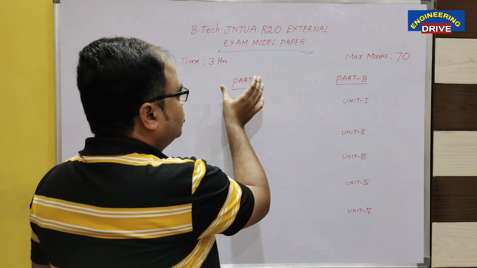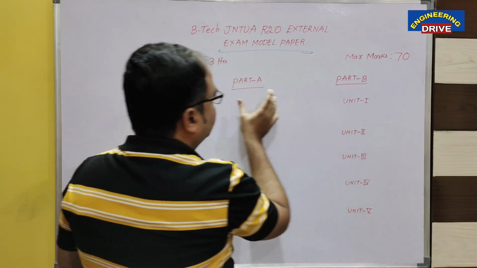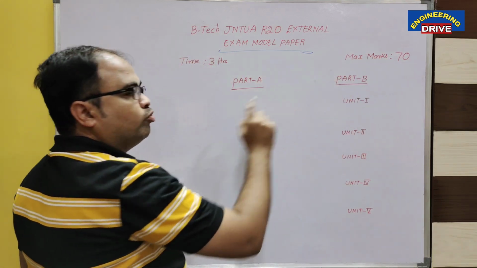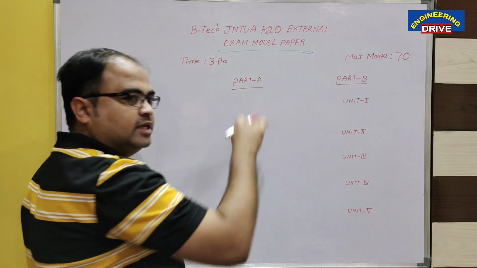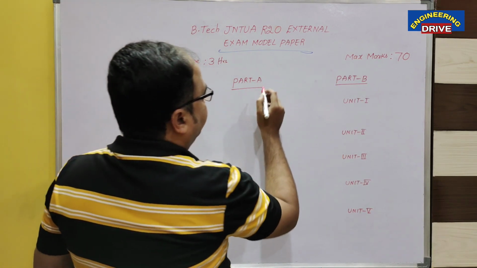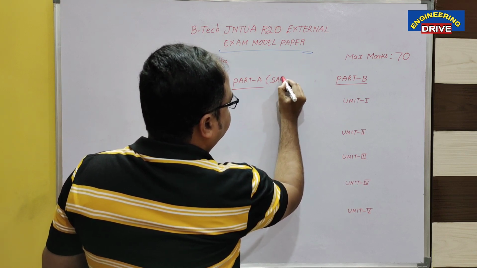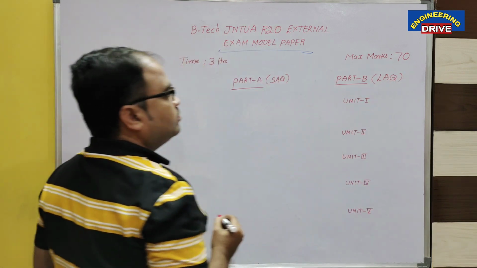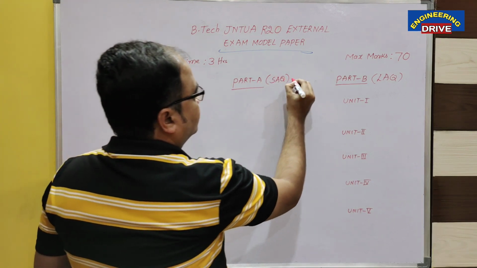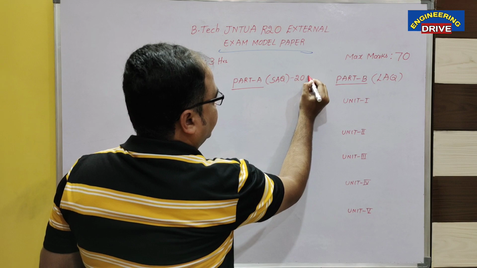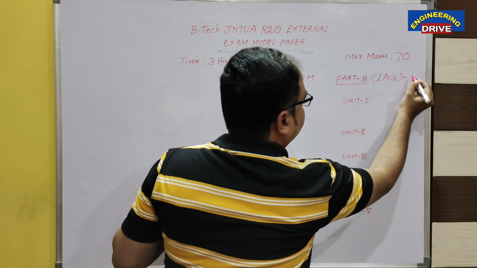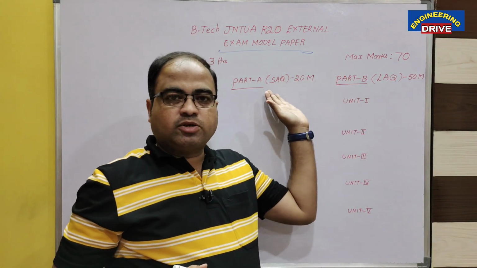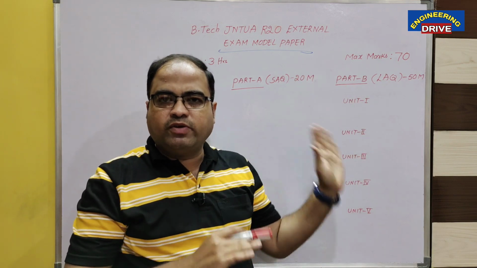Coming to your question paper, which is for 70 marks, JNTU Anantapur has divided these 70 marks into two parts, that is Part A and Part B. These are the two parts you will get in your question paper. In Part A, you will have short answer questions, and in Part B, you will have long answer questions. The marks distributed for Part A are 20 marks, whereas for Part B the marks are 50. So 20 marks for short answer questions and 50 marks for long answer questions. If we combine them, it is 70 marks.